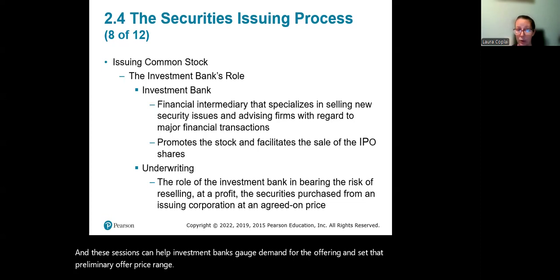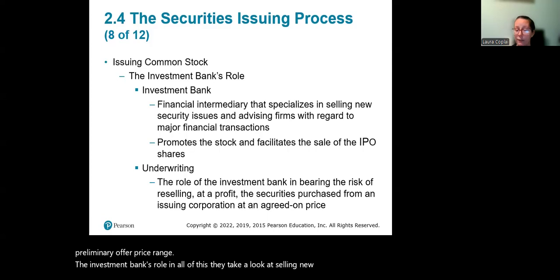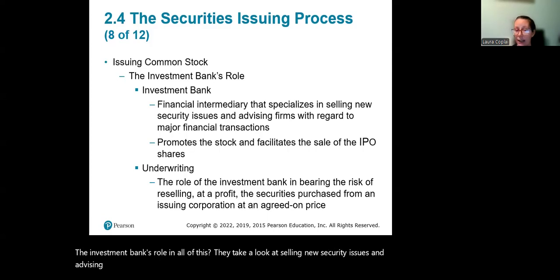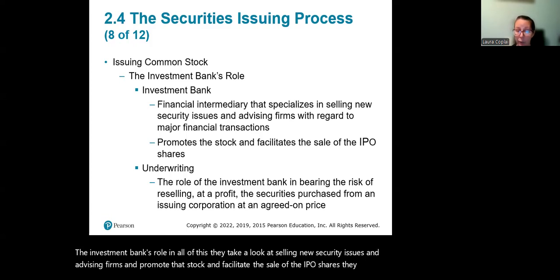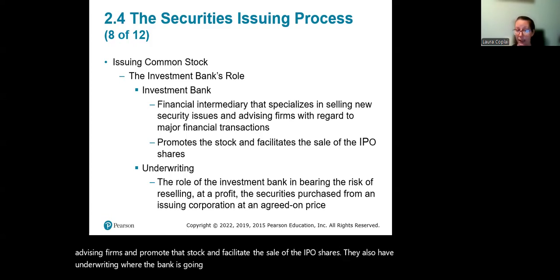The investment bank's role in all of this: they take a look at selling new security issues and advising firms, and promote that stock and facilitate the sale of the IPO shares. They also have underwriting, where the bank is going to bear the risk of reselling at a profit the securities purchased from that issuing corporation at an agreed upon price.